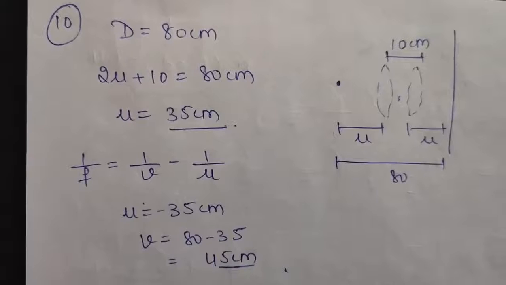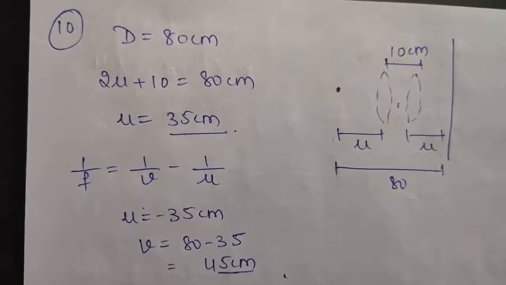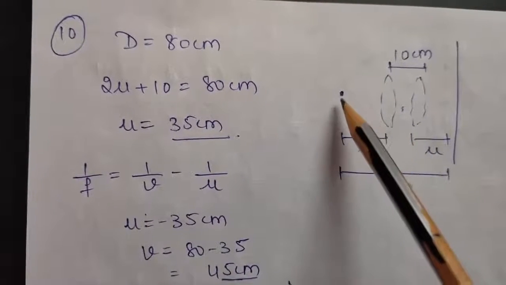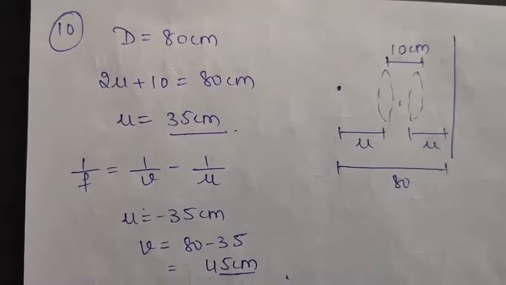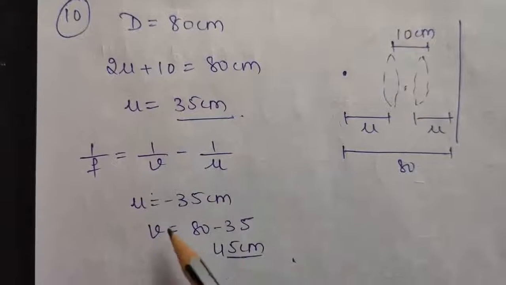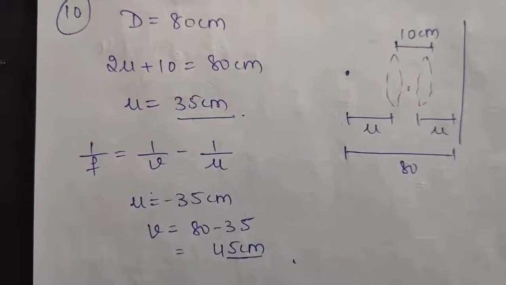Okay, so the next is question number 10. It is the same question as you did in your NCERT questions. So again you will be using the same thing, that for a real image and a real object, their positions are interchangeable. Use that concept, calculate u and calculate focal length by using the lens formula.